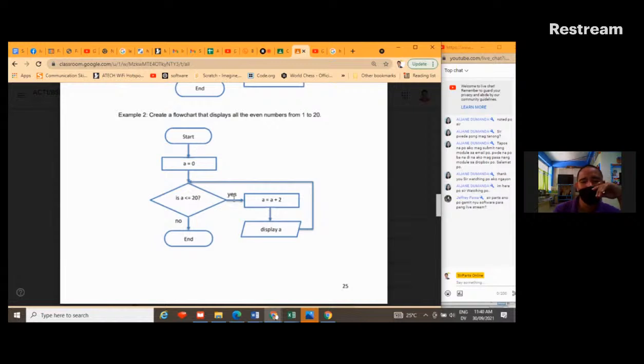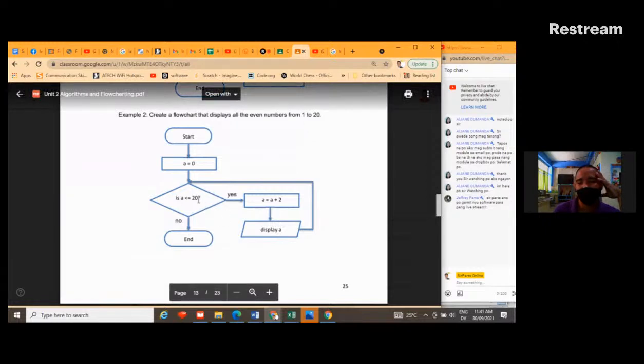Yes. And what happened here? Is 20 less than or equal to 20? So that is what? That is yes. So you have A, 20 plus 2, that's 22. Display 22. Is 22 less than or equal to 20? So that's no, it will end. What we have here is we were able to print 22.